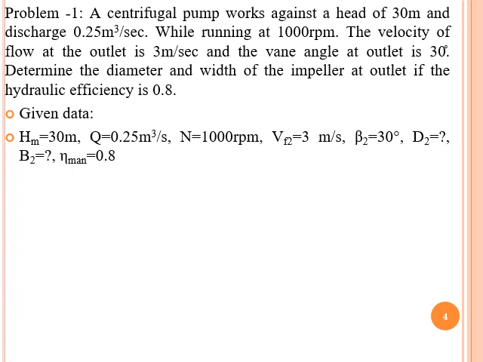So now these are the given data here. The manometric head H_m is equal to 30 meter, discharge Q is equal to 0.25 meter cube per second, N is equal to 1000 rpm, VF2 is equal to 3 meter per second, beta 2 is equal to 30 degree. Now what we need is the diameter at outlet, D2, as well as the width of the impeller at outlet, B2, and the manometric efficiency is given as 0.8.